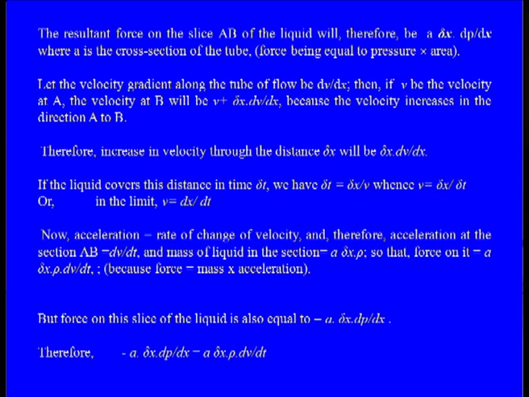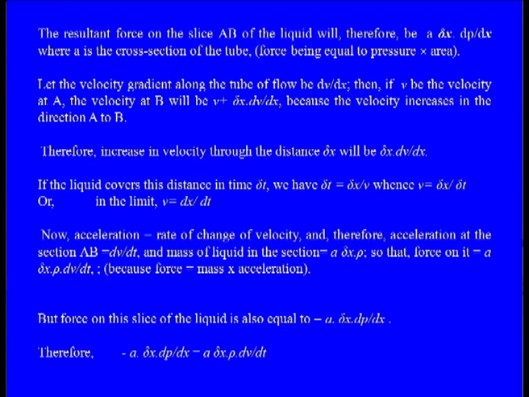Let the velocity gradient along the tube of flow be dv by dx. In that case, if v be the velocity at A, the velocity at B will be v plus del x dv by dx, because the velocity increases in the direction A to B. So, the increase in velocity through the distance del x will be del x into dv by dx. If the liquid covers this distance in time del t, we have del t equal to del x upon v, where v equal to del x by del t, or in the limit v equal to dx by dt, as dt tends to 0.